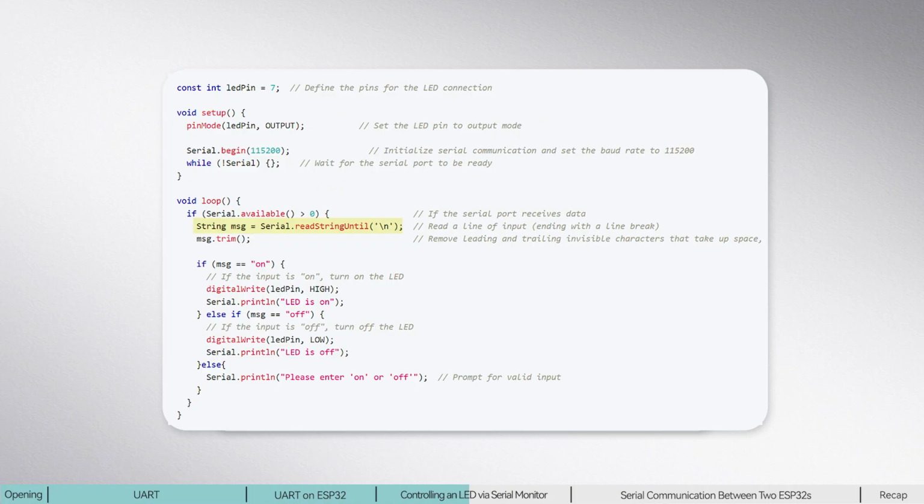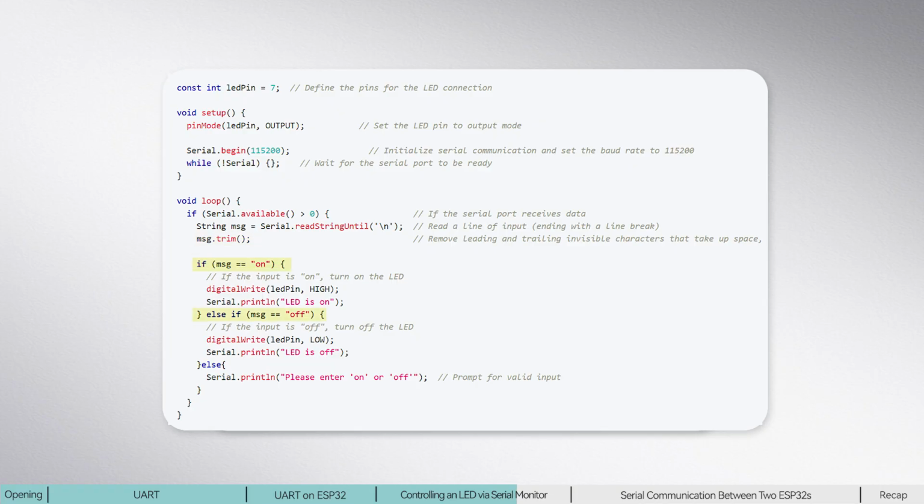If there is, we use serial.readStringUntil to read a string until a new line character is encountered. Then we use msg.trim to remove any whitespace characters from the beginning and end of the string. When we type text in the serial monitor and press enter, besides the typed text, a carriage return and new line are usually appended. The trim function helps us clean up these extra characters, ensuring that the subsequent string comparison like msg == "on" works correctly.